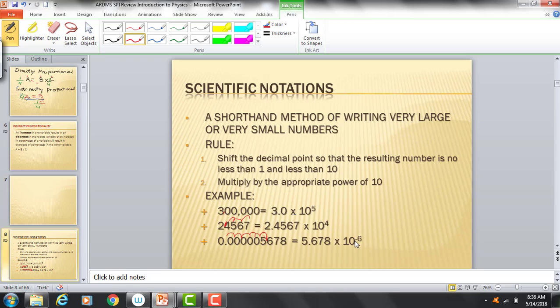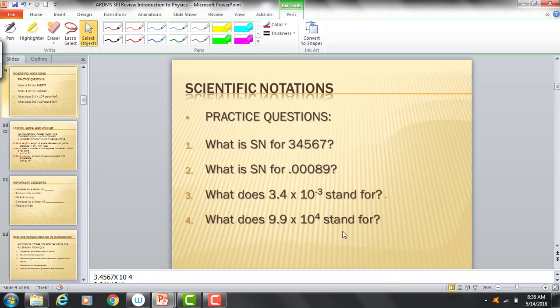Now this number is an extremely small number, so we're going to put the decimal between 5 and 6 and then write down the number 5.678 and then go backwards, which will be 1, 2, 3, 4, 5, 6. So it will be 10 to the power of negative 6. Since we're going to the left hand side, we're going to put 10 to the power of negative 6.